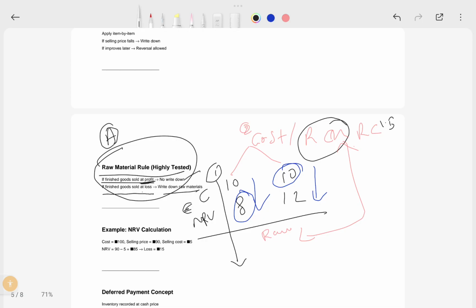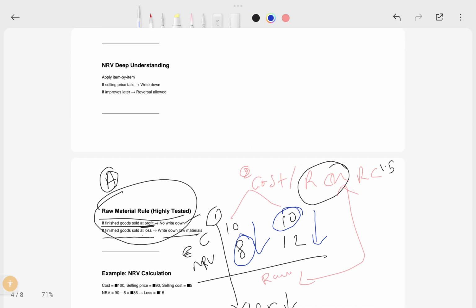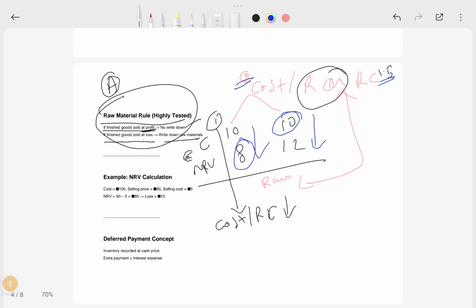How do we need to write down? Either cost or replacement cost, whichever is lower. Here the cost is 2 rupees. Replacement cost is 1.5 rupees. So the lower of these will come, the replacement value. So the raw material value is 1.5.